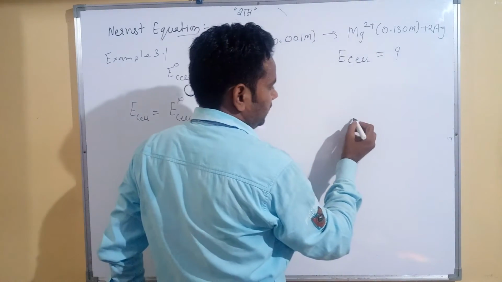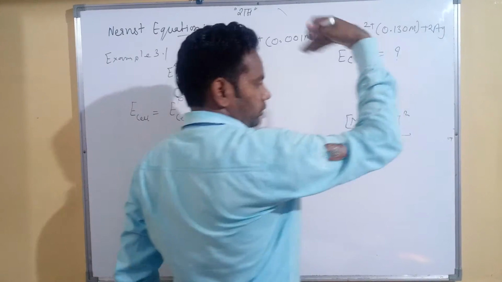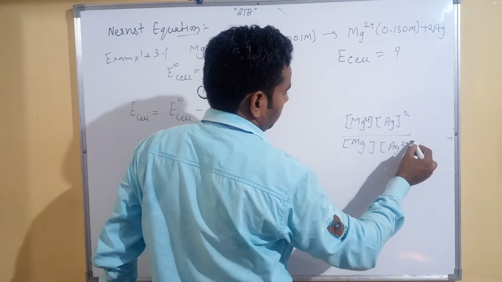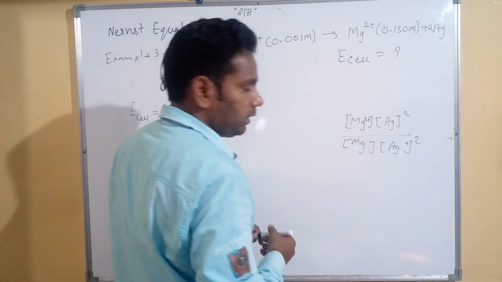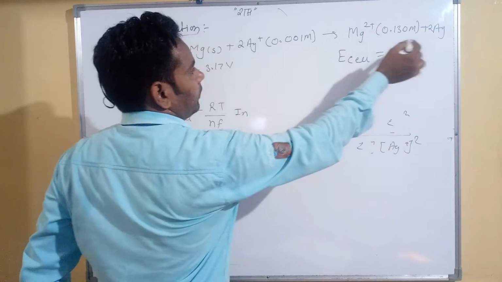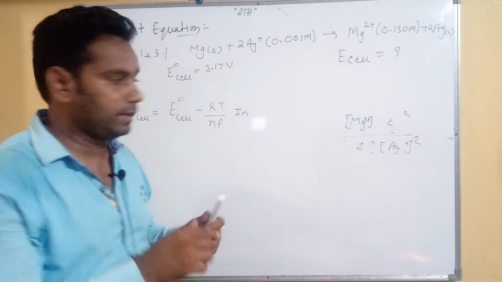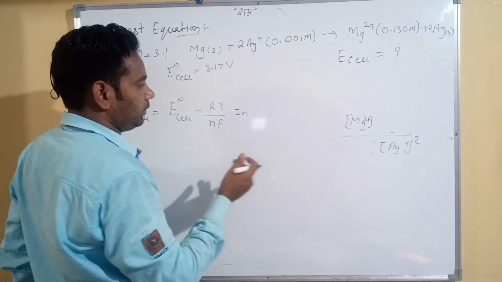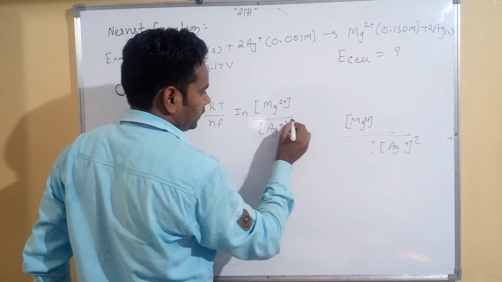So we first put the product concentration, the Mg2+ ion concentration, and Ag to the power 2 because the coefficient 2 moves to the power. Here Ag+ ions have power 2. Clear? So what is changed? We already know that for Ag we put the value 1 because it's solid, and Mg also is in solid state. So in the place of solid material we put 1. So our total concentration is Mg2+ upon Ag+ to the power 2.